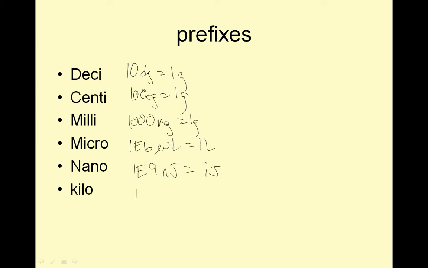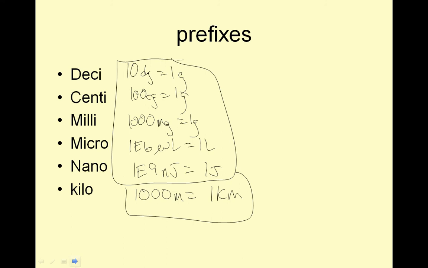And kilo, this is the only one that's different. 1,000 meters equals 1 kilometer. So notice I have the base unit is 1 for all of these ones that are smaller. And this is the way I use them. And then kilo is the only one where I flip that.